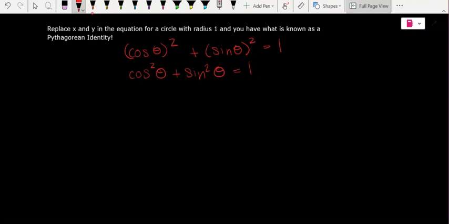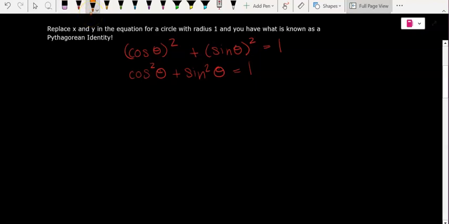Now, this is known as our original, the main Pythagorean identity that you have. You're going to have a total of 9 Pythagorean identities that you should know forwards and backwards. It's just taking this original one and doing a little bit of tweaking to it to get all 9 of them. So let's go ahead and do that.